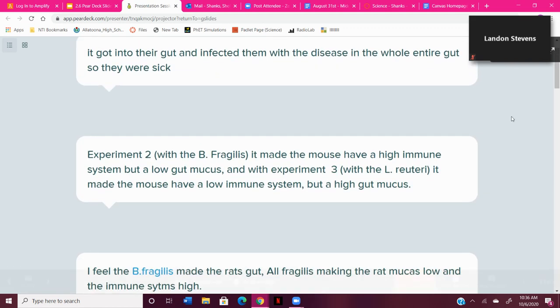Right, so the difference there, with the B. fragilis, with the experiment 2, immune system was high, gut mucus was low. And then experiment 3 with the L. reuteri, it was flip-flopped, right? So the mouse had low immune system but a high gut mucus.